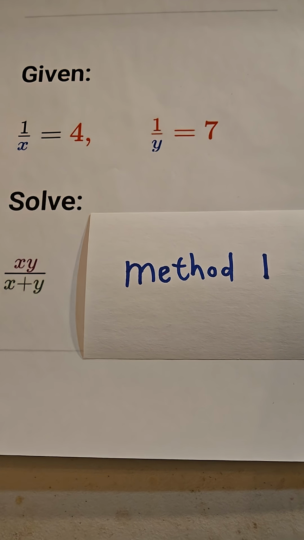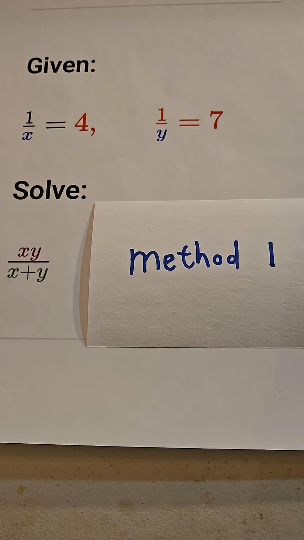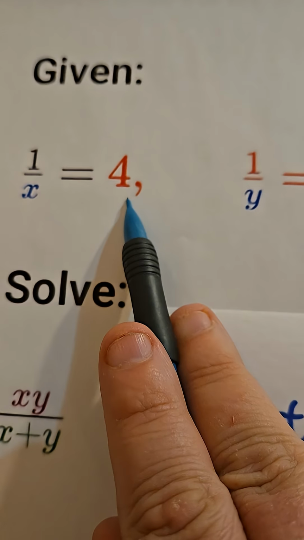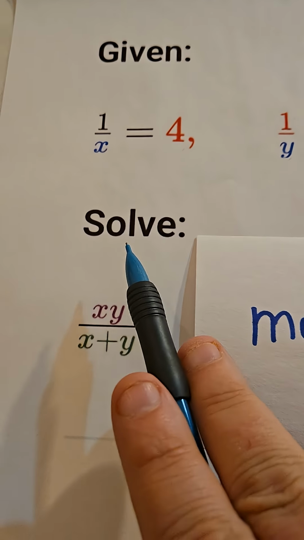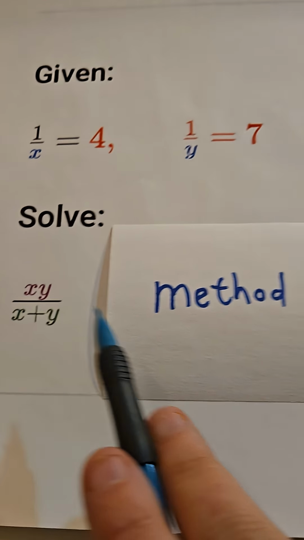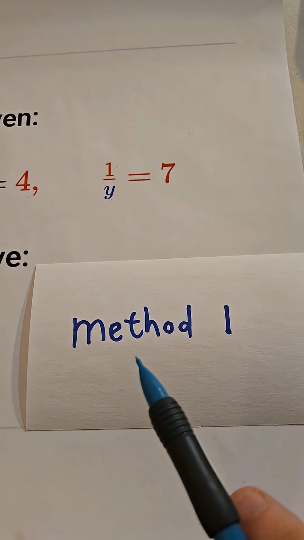Here's a fun question which I plan to solve in 3 different methods using 3 different recordings. The question is, given that 1 over x equals 4 and 1 over y equals 7, solve for xy over x plus y. And in this recording I'm doing method 1.